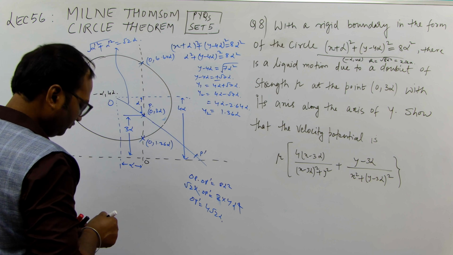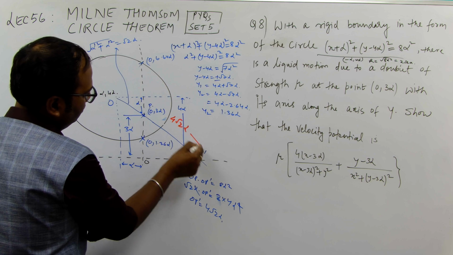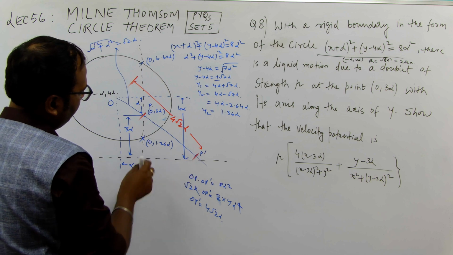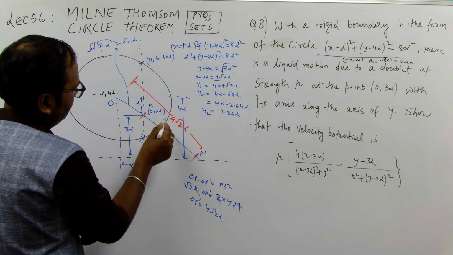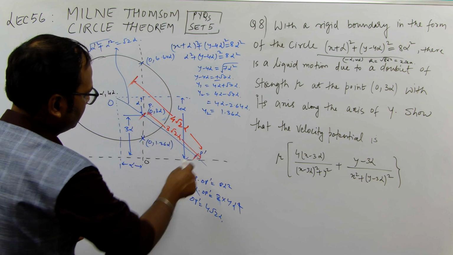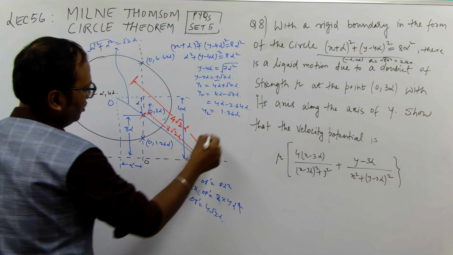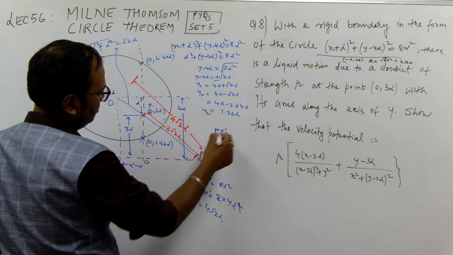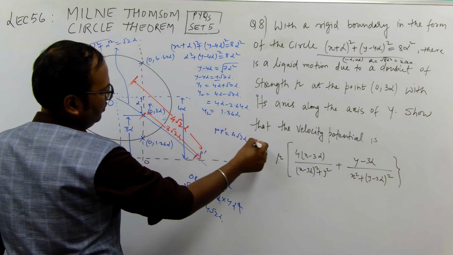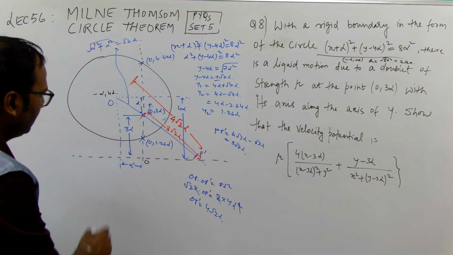This distance is root 2 alpha, and this is 3 root 2 alpha. So PP dash is 4 root 2 alpha minus root 2 alpha, which is 3 root 2 alpha. So we have a circle like this.